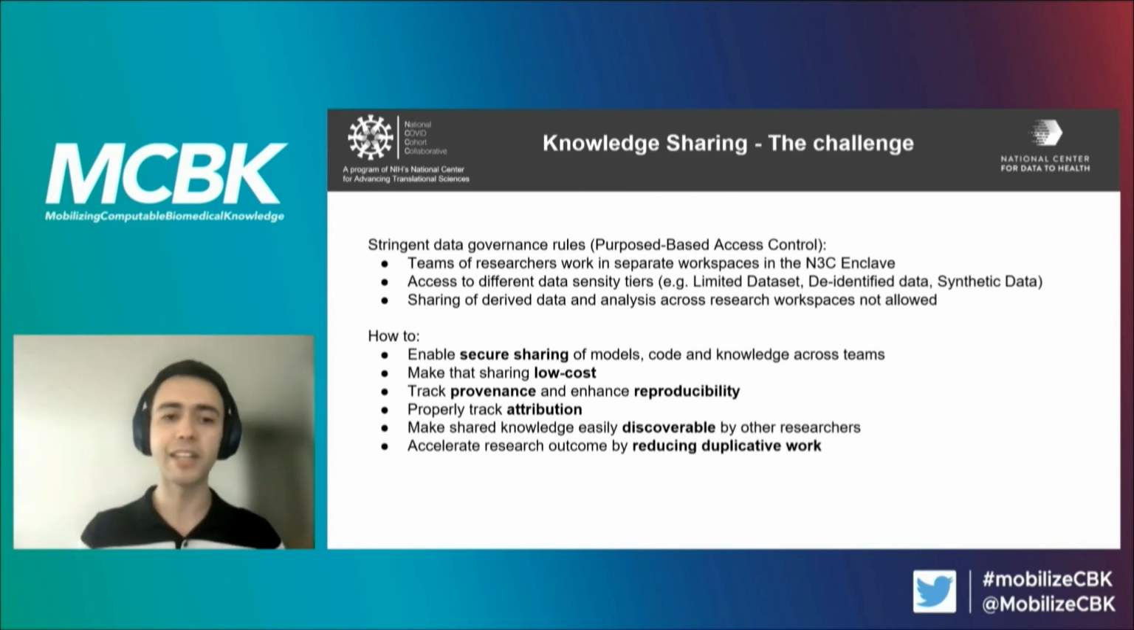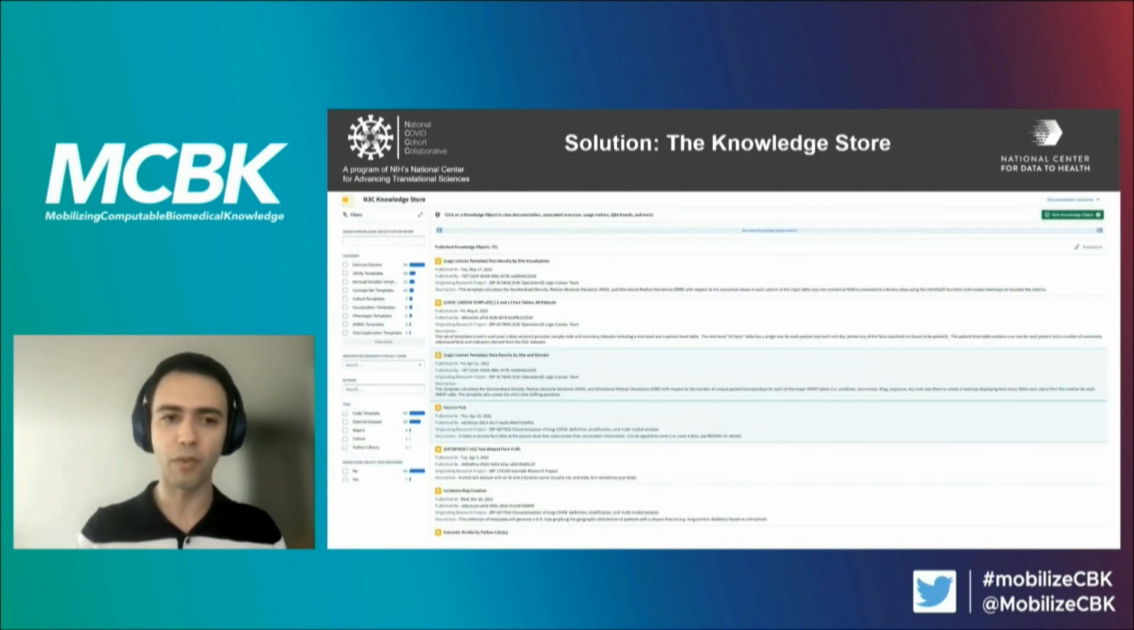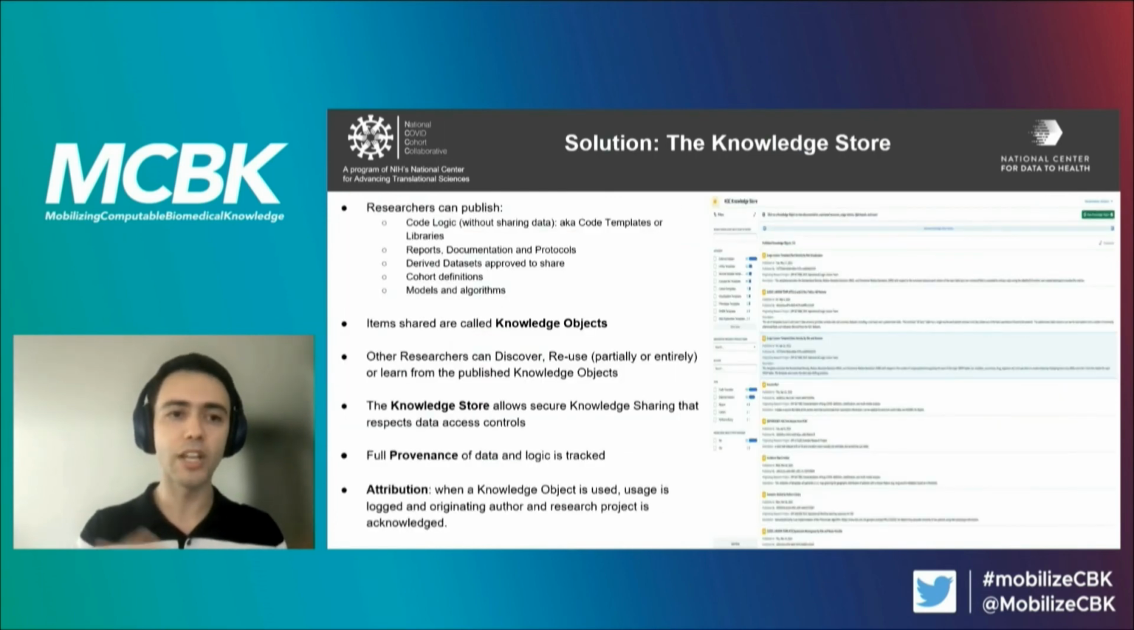What we implemented is the application called the Knowledge Store that enables secure sharing, making sharing low cost, tracking provenance, reproducibility, and attribution, and making sharing of knowledge and artifacts discoverable and reducing duplicative work for researchers. This knowledge store allows the sharing of code logic, libraries, cohort definitions, models, and algorithms, called knowledge objects, securely while tracking provenance and attribution.